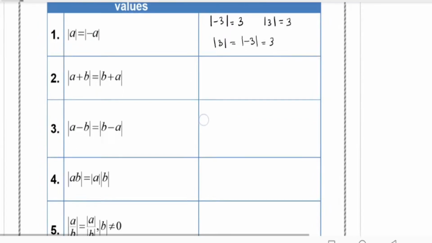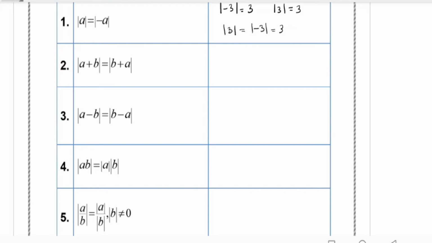The second property is the absolute value of A plus B is equal to the absolute value of B plus A. For example, if we have absolute value of 2 plus 3, and absolute value of 3 plus 2, then on the left hand side you get absolute value of 5. This one also gives absolute value of 5. Both are equal to 5. From the example, switching the position of A and B will not affect the answer.